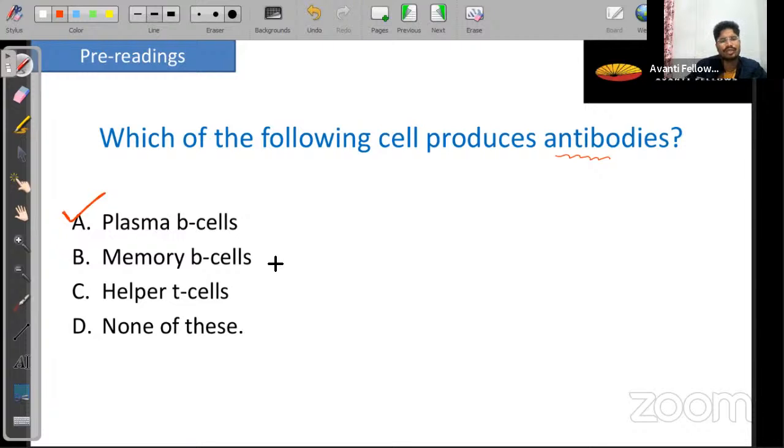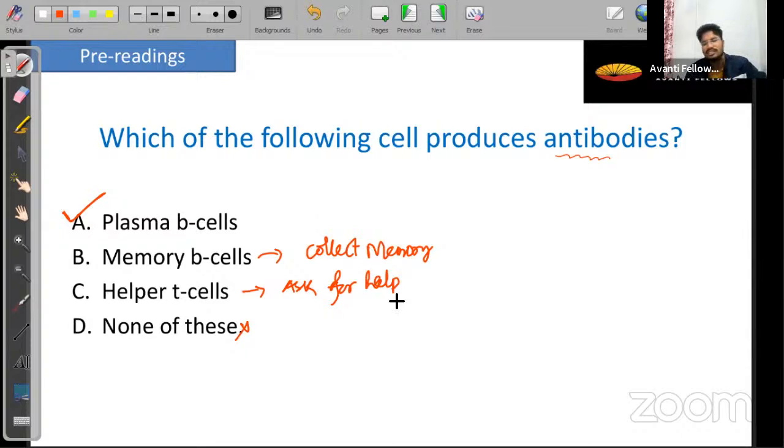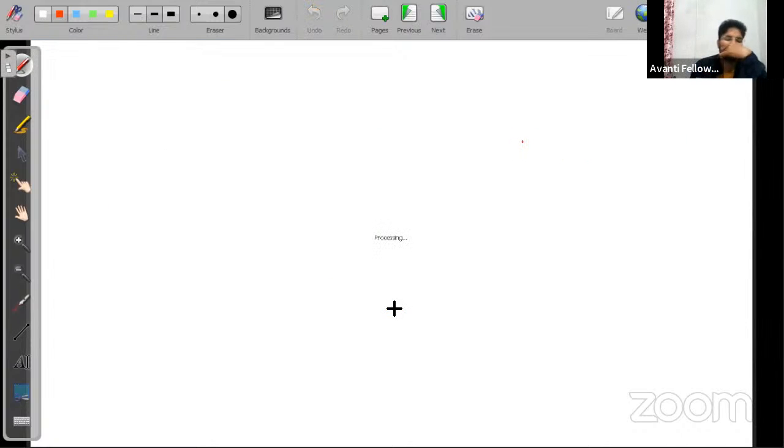Memory B cell is going to collect memory. It will be collecting memory. Helper T cell is going to ask for help again. I am writing that one. Ask for help. None of the answer तो हो ही नहीं सकता. So option A will be the correct answer to the question. I'm moving to the next slide.